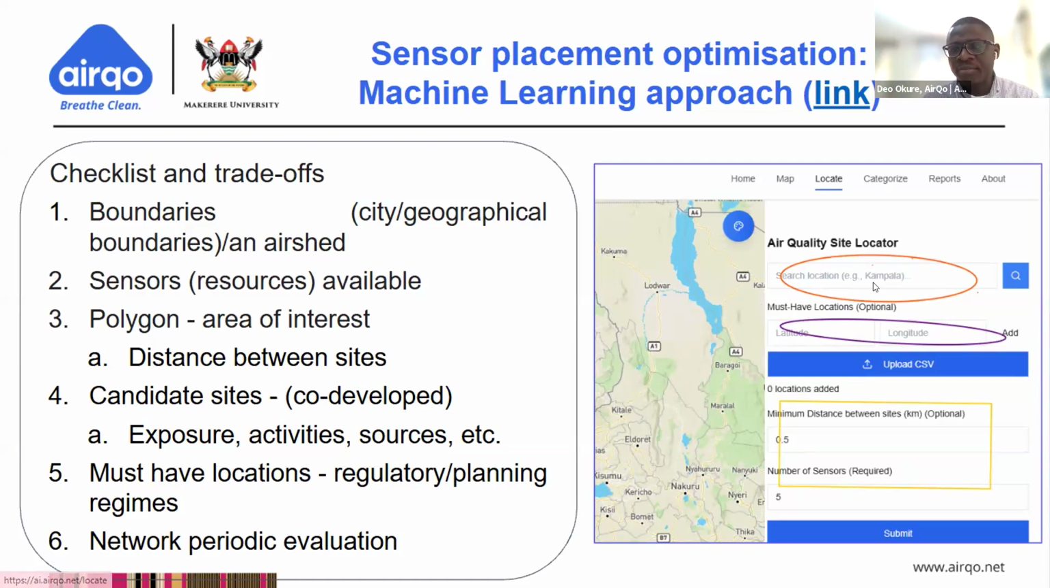But we have this publicly accessible interface that allows us, following some of these steps, to initially get some proposed locations, and then have that validation, of course, with the community, taking into account all these other factors, the must-have locations, the planning regimes, and some other details.